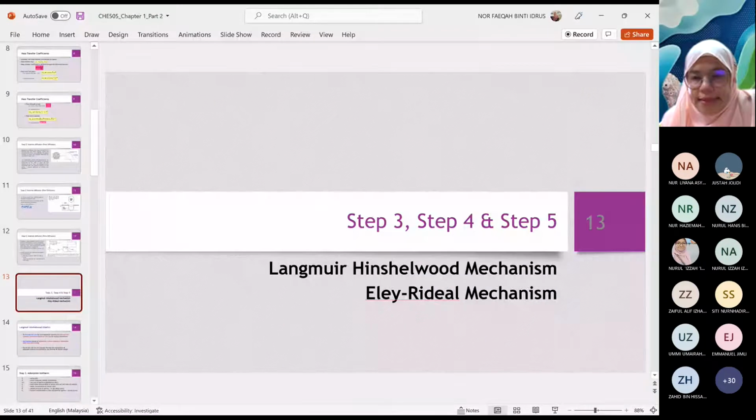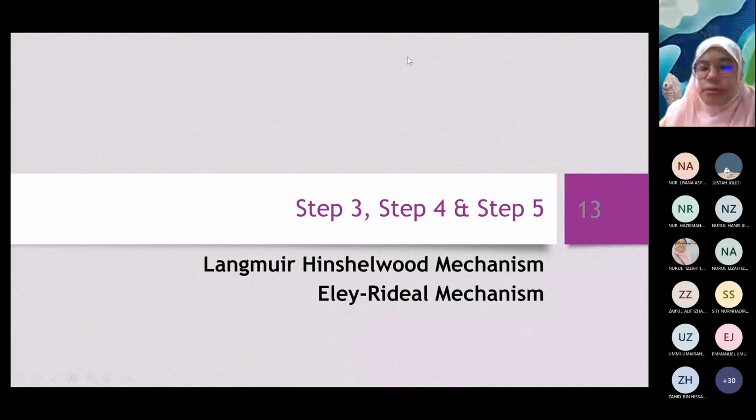Right, so we continue. Okay, kita continue with step 3. Okay, tadi step 2. Okay, now step 3. Kita kena share balik window. Alright. Step 3. Okay. So, for step 3. Step 3, step 4, step 5.